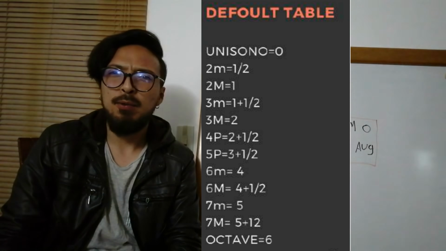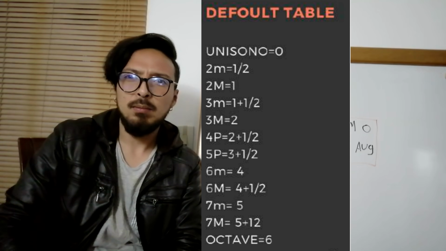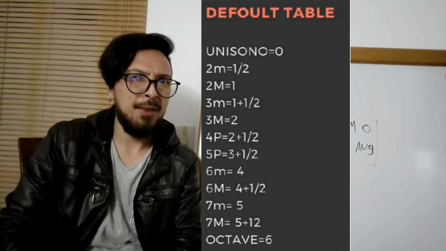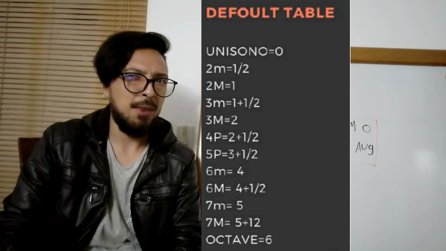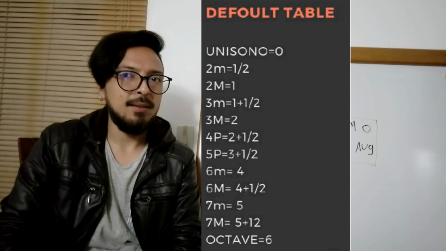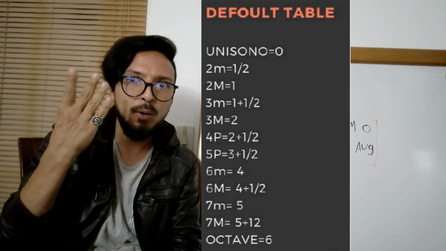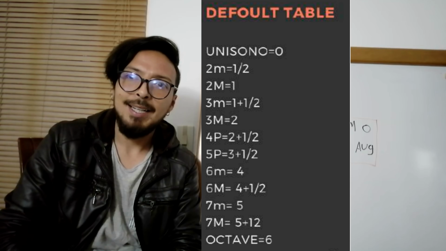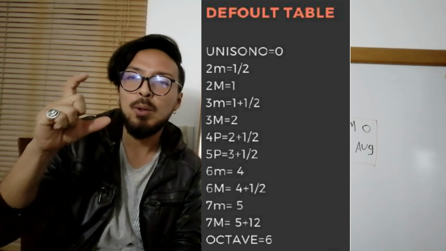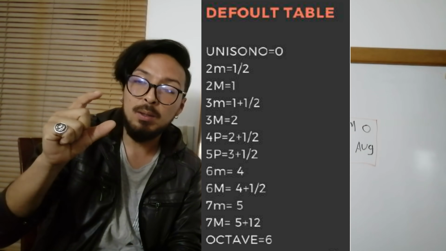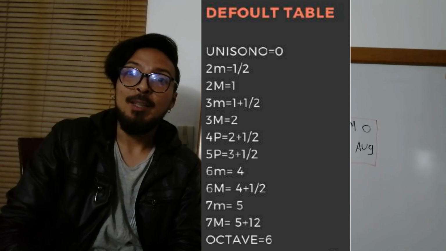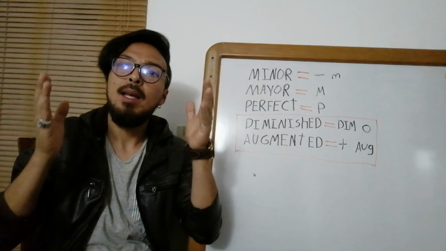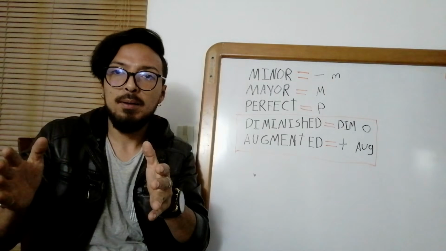Perfect. But if we look at our default table, that looks like a third, like a major third. But we count and there are 4 letters between those notes. So because the interval is a half step smaller, it's going to be diminished. So the interval will be a diminished fourth.